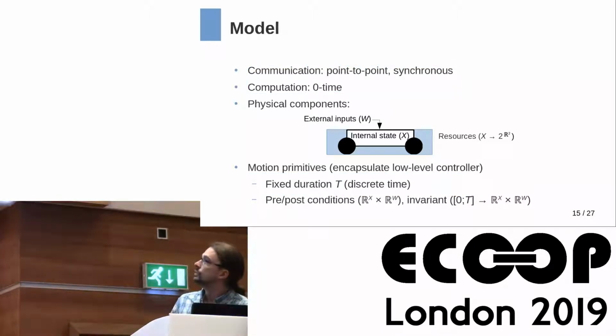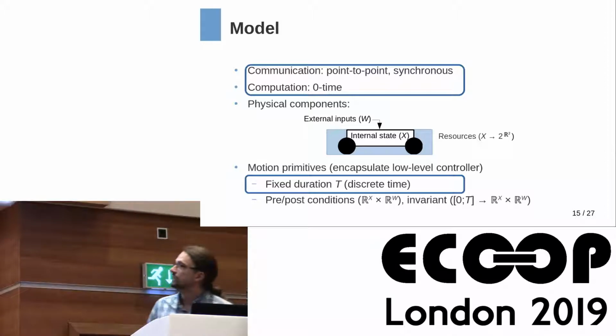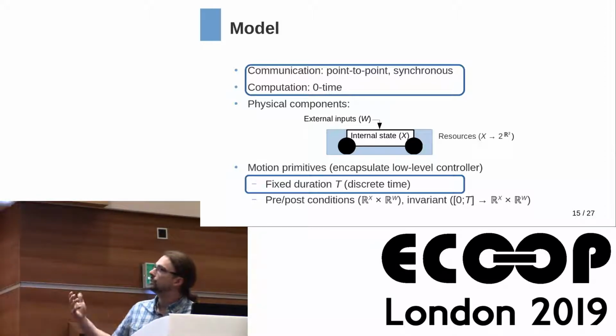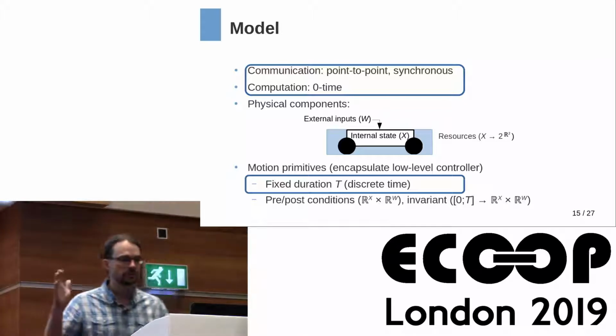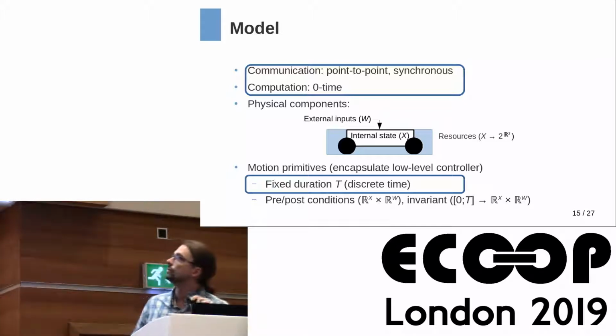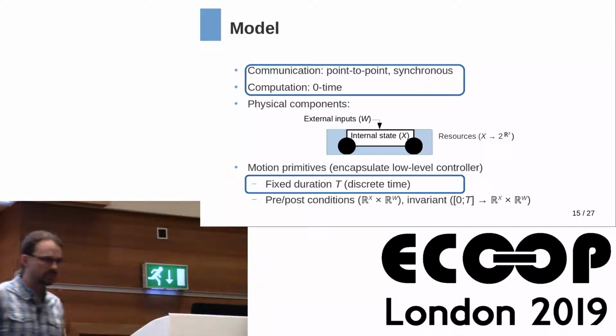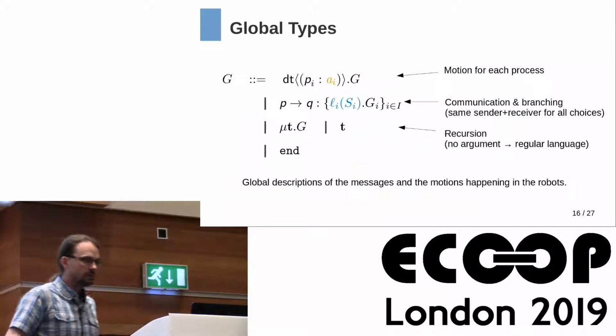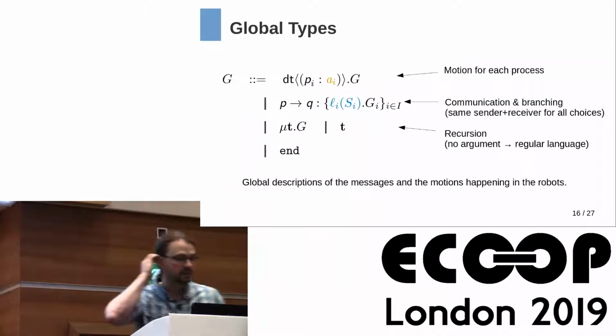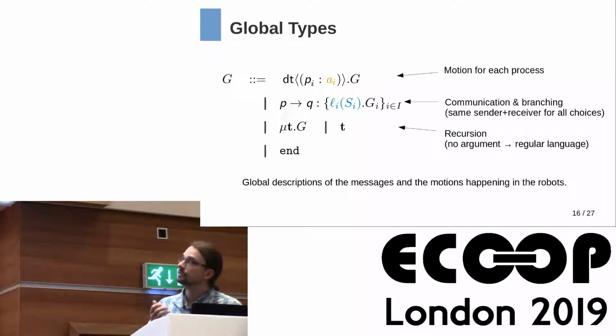Now, to change this state, we go through motion primitives, and in the paper, we go into more detail about specifications, like pre- and post-conditions and invariants. But for this talk, I will really focus on the synchronization aspect, so the communication. And for motion, we'll just assume that motion takes some time. We'll not dig further.